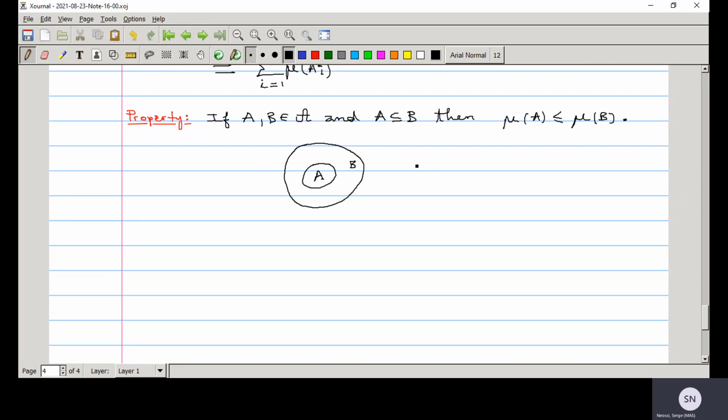So I can write that B is equal to A union B minus A, which is B intersection A complement. A complement is everything outside. Then if I take the intersection with B, it gives me this outer part. And that outer part is this.